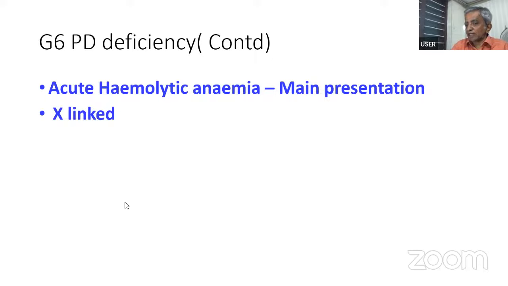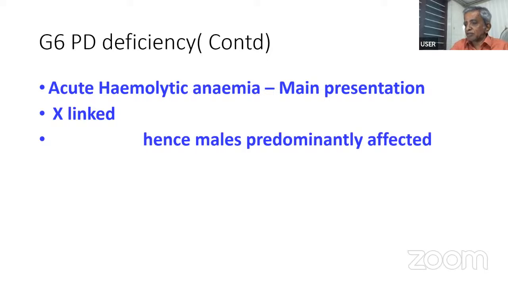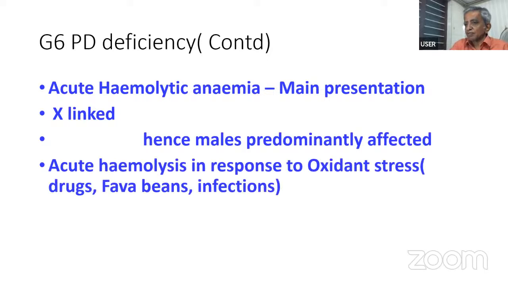Now, you should remember that it is X-linked. Therefore, you get more in males, predominantly affected. Acute hemolysis will occur in response to any oxidant stress. Oxidant stress can be in the form of drugs. You give lot of drugs. Polypharmacy is the rule nowadays. So many drugs can precipitate it. You got a list of drugs, no need to mug it up. Fava beans is particularly notorious to produce oxidant stress and therefore it produces hemolysis in them.